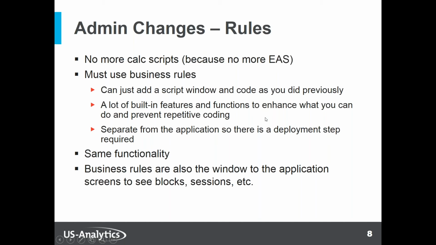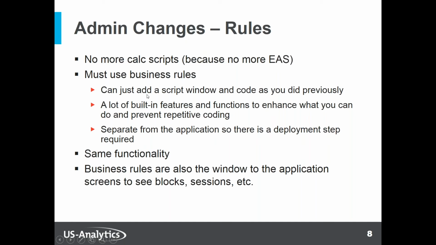But there are a lot of built-in features and functions out there to prevent you from having to recode things that you do over and over again. So I can take a snippet of code that I run over and over again in a whole bunch of scripts, and I can make an object out of that, and then I can embed that object inside of my rule. So you have all the same functionality.